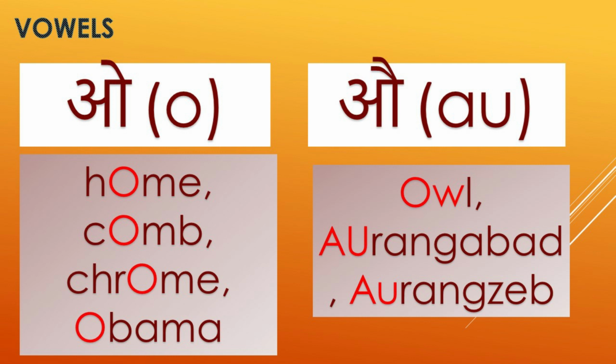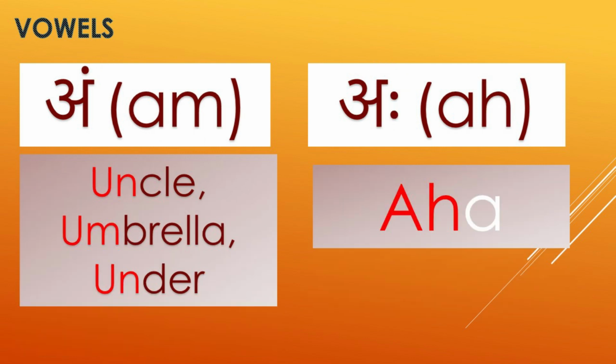Our next pair is O, ow. The first sound is as in home, comb, chrome, as in Obama. Now the second sound ow is as in owl, as in Aurangabad, as in Aurangzeb. So you see the difference. Now say them. O, ow. Now pay attention to my voice very carefully.